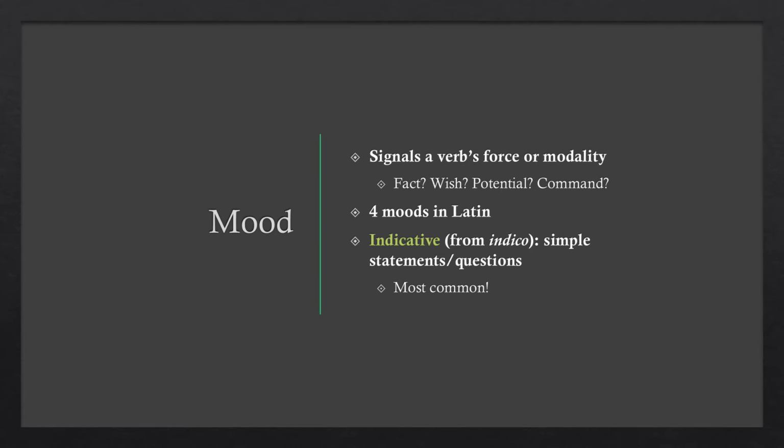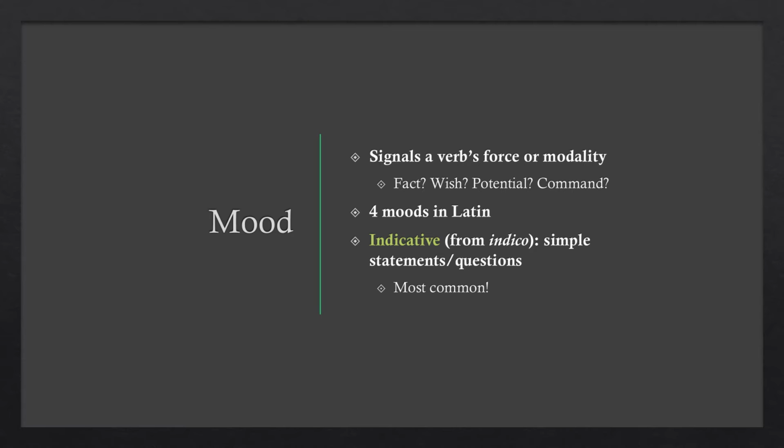Mood is the most abstract of these attributes. It signals a verb's force or modality. Is the speaker expressing a simple statement, a wish, a potential, or a command? Is the action something that actually occurred, or is it expressing the idea of the verb itself?